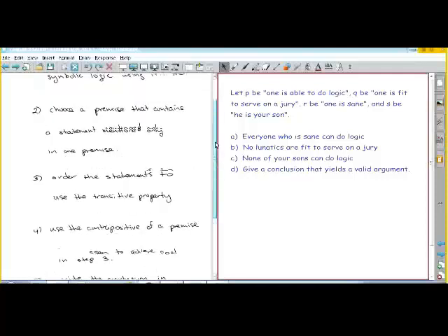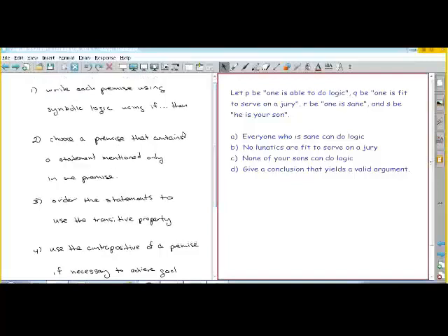So that's the procedure you go through. We're going to do the next example, and we're going to just follow the steps. This is problem number 50 in your book. So just write problem 50. They actually tell you what letters represent what statements. Statement P is one is able to do logic. Statement Q is one is fit to serve on a jury. Statement R is one is sane. And statement S is he is your son.